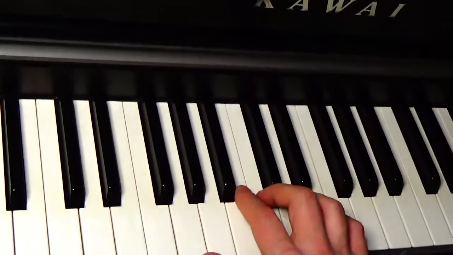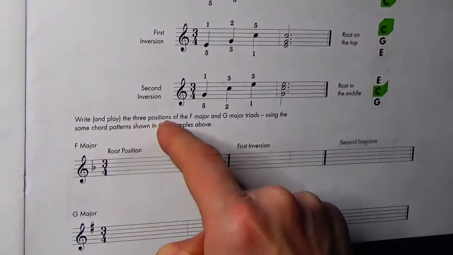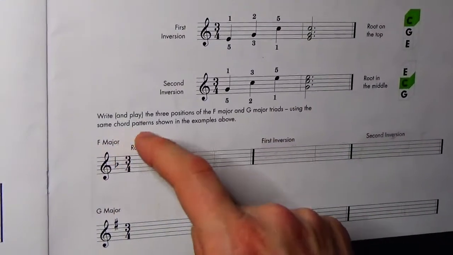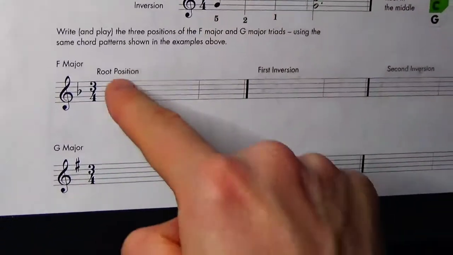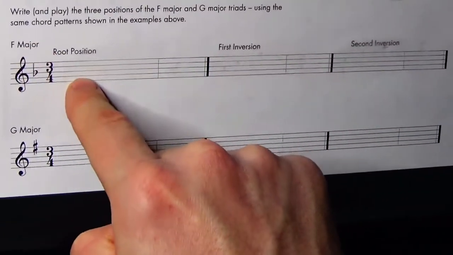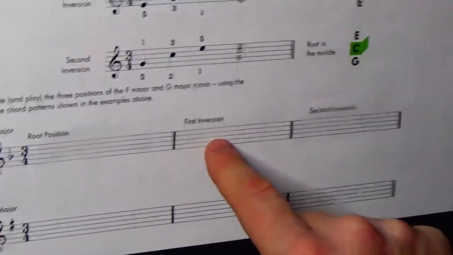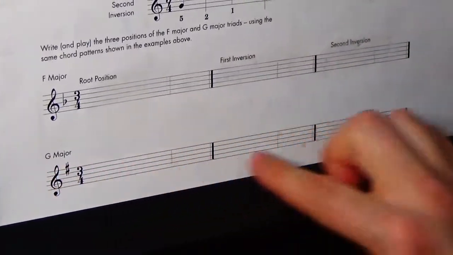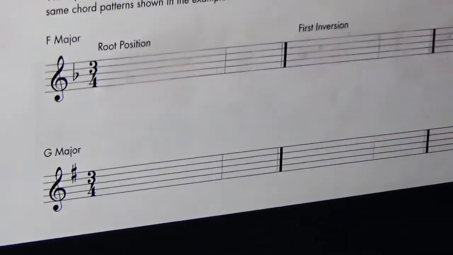Fantastic. Here we are. This is the meaning of root position, first inversion and second inversion. Now Thompson is asking you to write and then play the three positions of the F major and G major triads, using the same chord patterns shown in the example above. Exactly this one. Here the root position of F major, in the same way, broken and then stationary. First inversion, inverting the first note, the root note, and then second inversion. And you have to do the same in G. I had the one in F written down. I decided to erase it because I want you to guess by yourself.